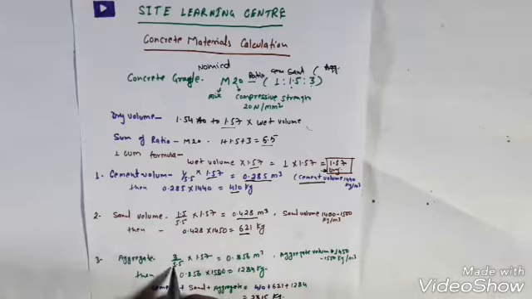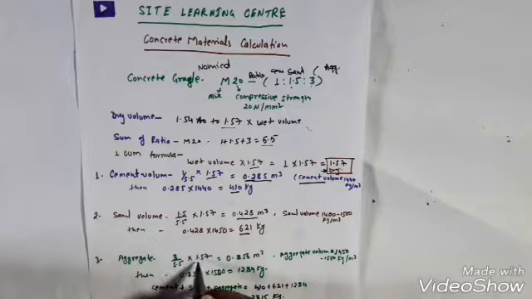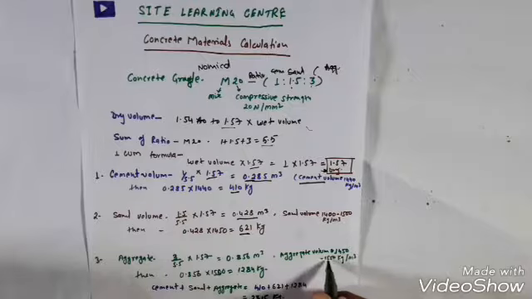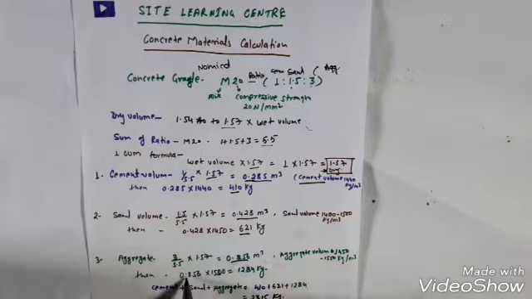The ratio is 3, and 3 divided by 5.5, where 5.5 is the sum of the ratio for M20 grade, multiplied by 1.57, so that will be 0.856 m cube. And the aggregate density is 1450 to 1550 kg per m cube. Then our answer is 0.856 multiplied by 1500, so that will be 1284 kg of aggregates.